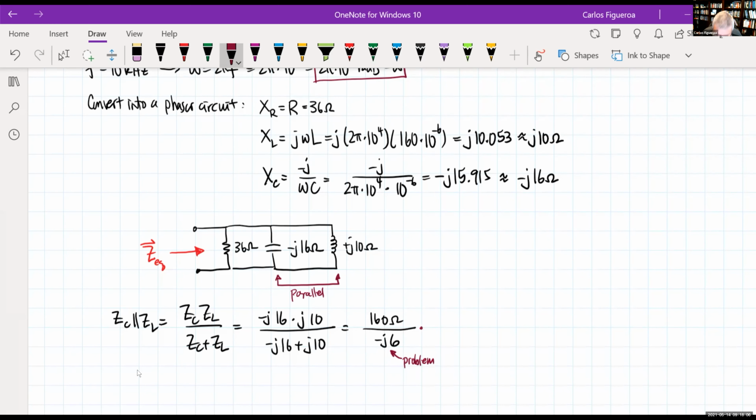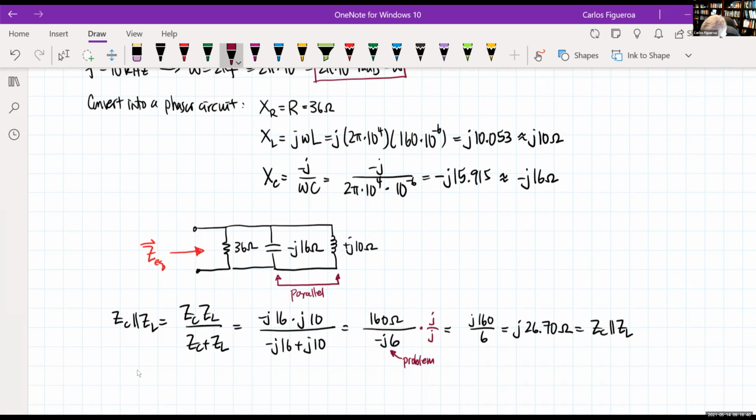I must get that into the numerator. So what do I do? I multiply and divide by J. If I multiply and divide by J, then that's going to give me J 160, and then I'm going to get 6 down here in the denominator. So 6 into this gives me now J 26.70 ohms. And that's what ZC parallel to ZL is.